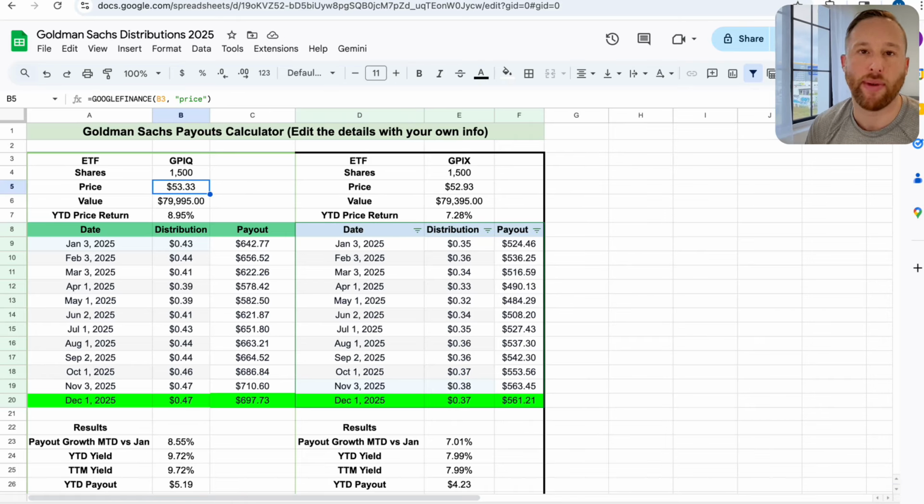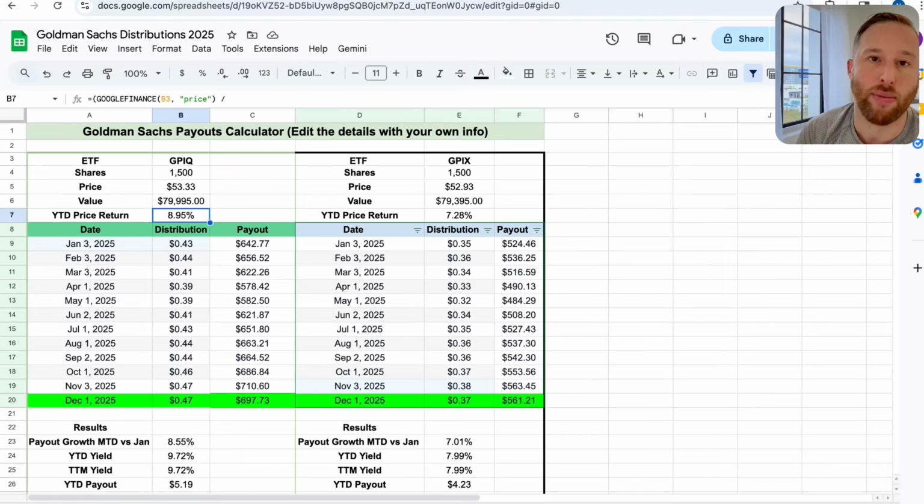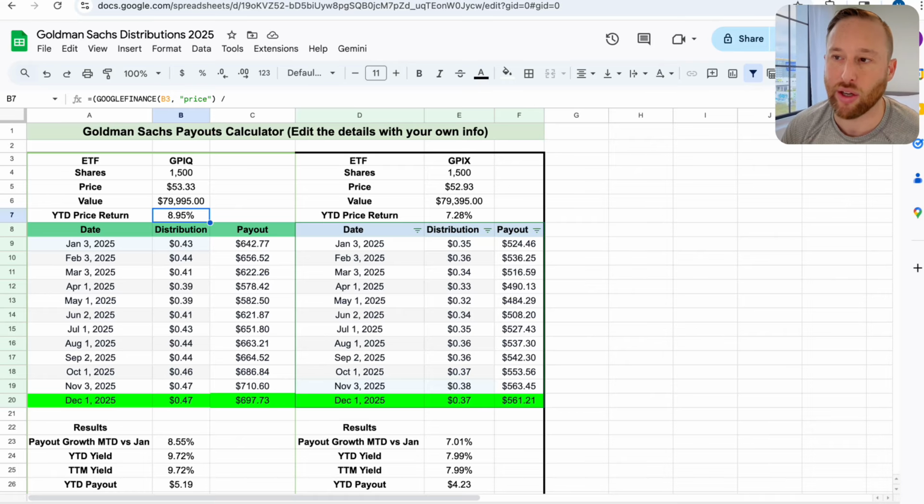Their current price for GPIC is $53. The current value for that amount is going to be 80K. And their year-to-date price return for GPIC has been about 9%, guys. So they have price appreciated really great, alongside offering a great yield and a great distribution. That's why I really love Goldman Sachs and their product offerings for both GPIX and GPIC: you get that great balance between income and appreciation. I'm going to show you an example of the distribution chart to show why I think that's a great strategy in the long run.